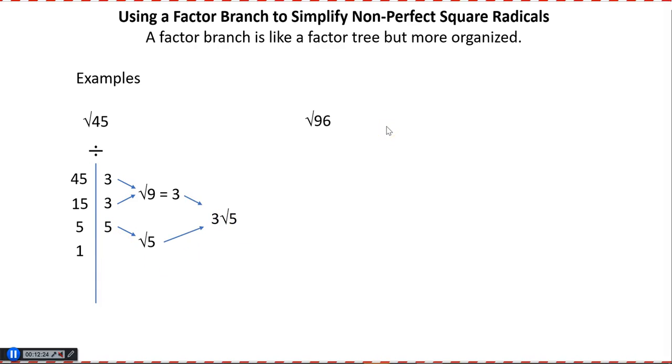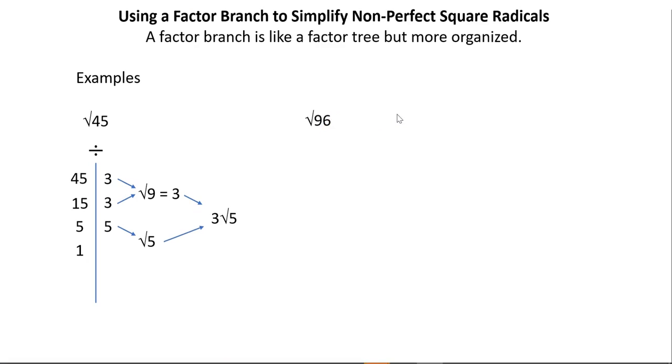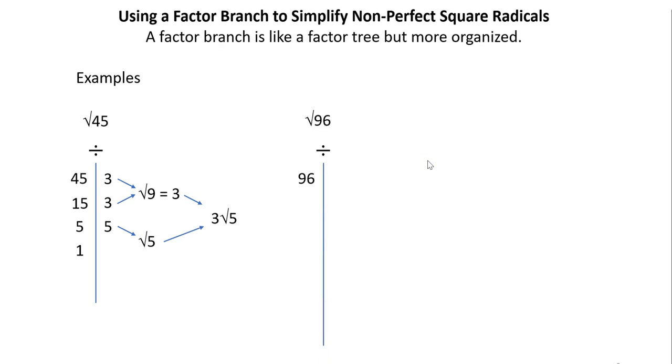Okay, so for our last one here, we're going to do the square root of 96. So we're going to set it up the same way we did before with our 96 and our division sign and our vertical line. But this time, again, we're going to start out small. We're going to do 2. 96 divided by 2 is 48. 48 divided by 2 is 24.